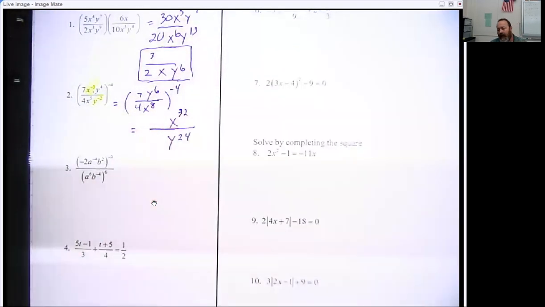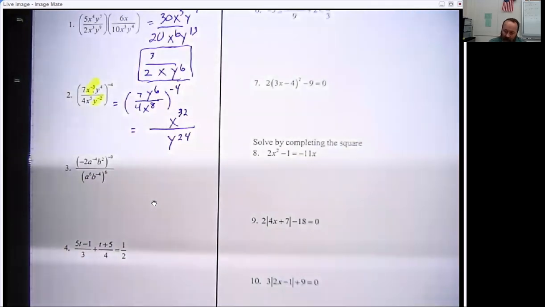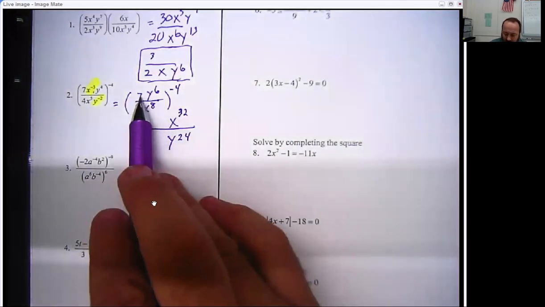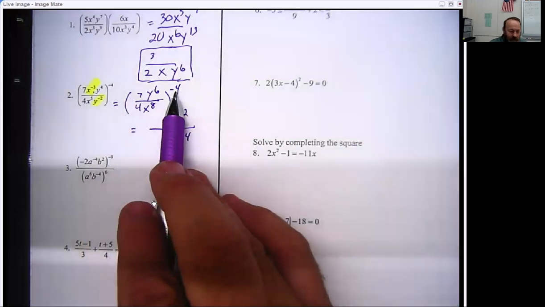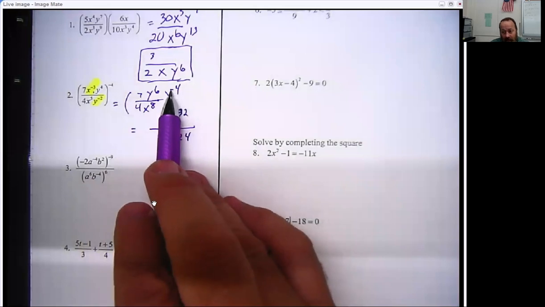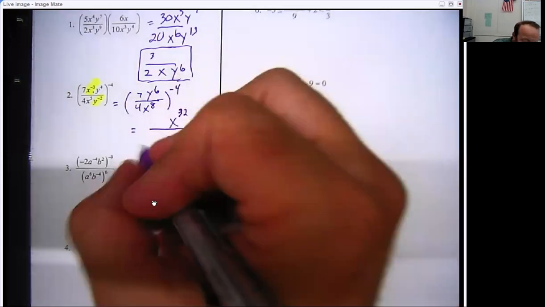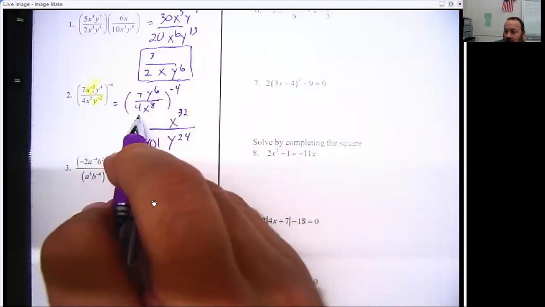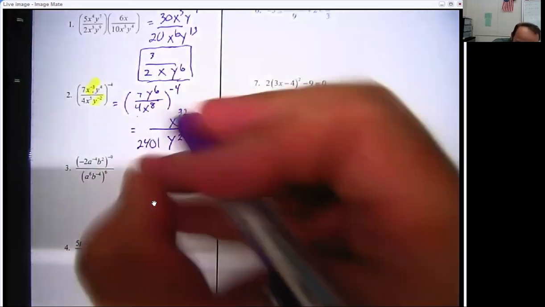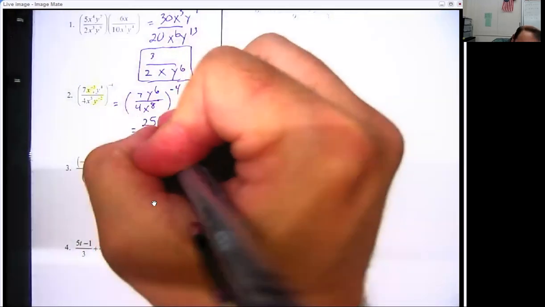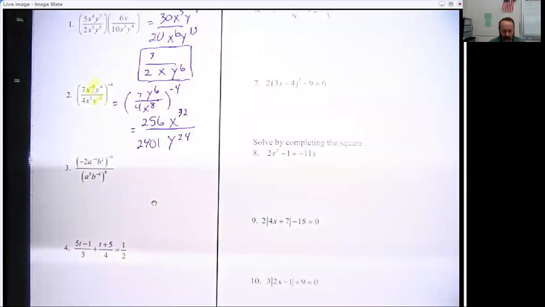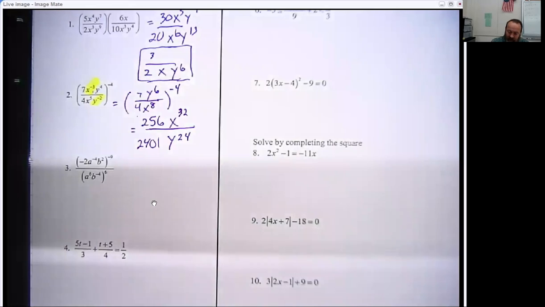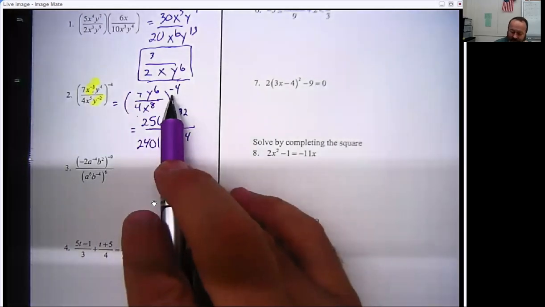Now the part that's a little bit less friendly for people is we still have this 7 that needs to be raised to the 4th power. But 7 times 7 times 7 times 7 is a pretty large number, and because it's a negative exponent, it needs to get flipped over, and that's where this 2,401 comes in. And similarly, 4 times 4 times 4 times 4 is 256, and yet again, I had to take a reciprocal because of the fact that it had that negative exponent.